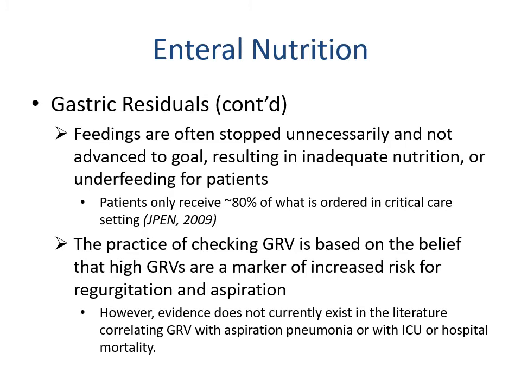So the practice of checking gastric residuals is based on the belief that high gastric residuals are a marker for increased risk for regurgitation or aspiration. I apologize, there is a typo on the slide. We have correlation, but we have not established causation for aspiration pneumonia and ICU and hospital mortality. So we don't have a causation. We do see a correlation, but we do not see a causation. I apologize for that typo.